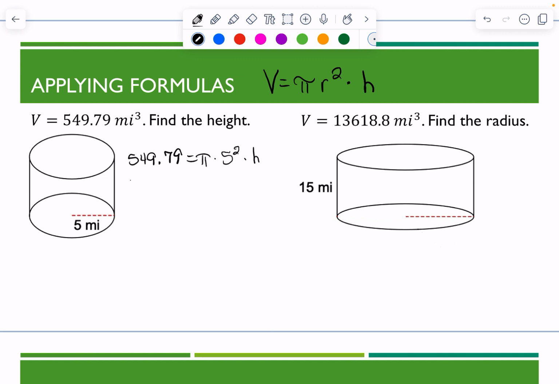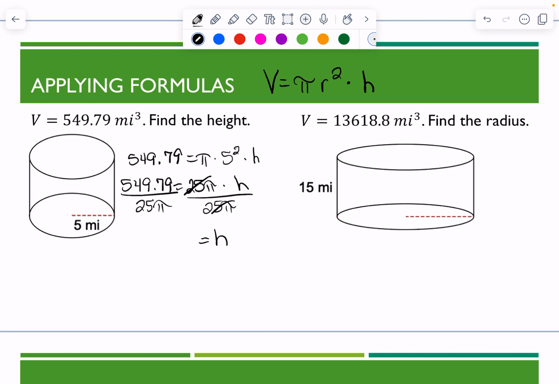So now, doing a little math, we have 549.79 is equal to 25 pi times h. Now if we divide both sides by 25 pi, that's going to leave us with h is equal to.